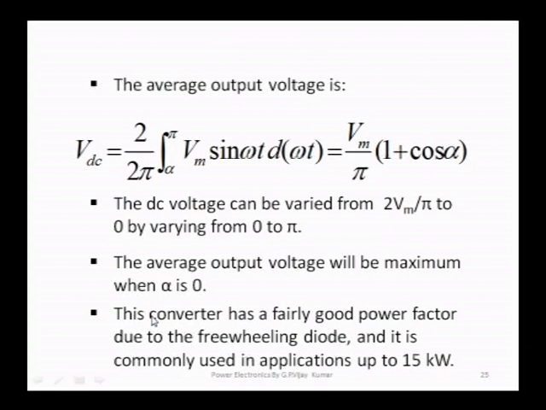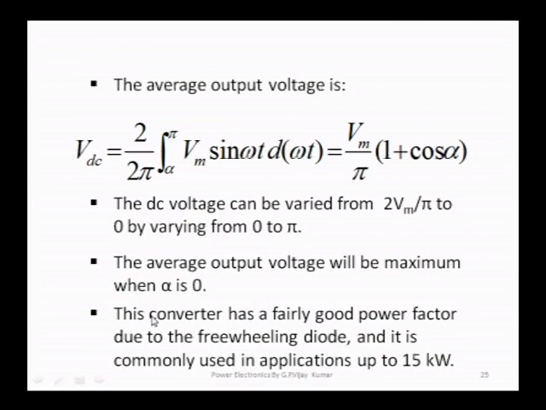See the average output voltage VDC, what is important is that it is given by Vm by pi into 1 plus cos alpha. If you put alpha equal to 0, the output voltage VDC is 2 Vm by pi. That is the maximum voltage that you will get. The DC voltage varies from the maximum value 2 Vm by pi to 0 by varying alpha from 0 to pi. When alpha is pi, what happens? You will get 0.